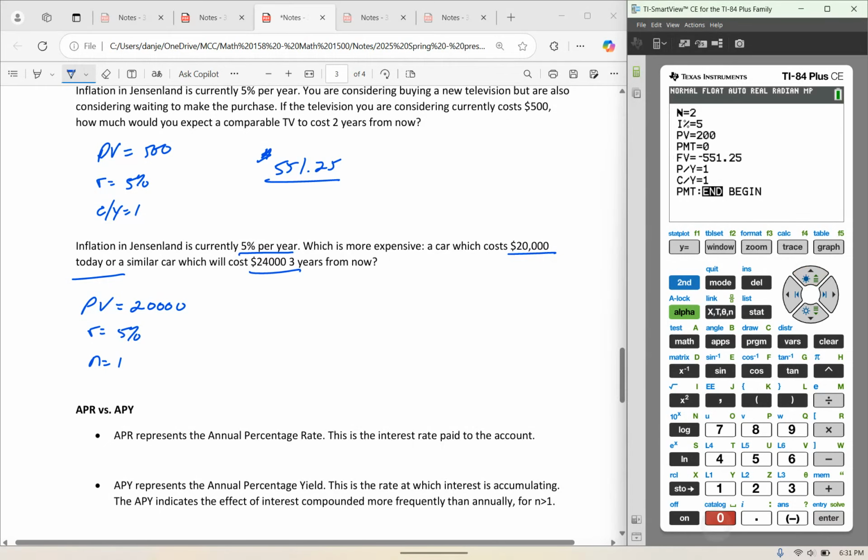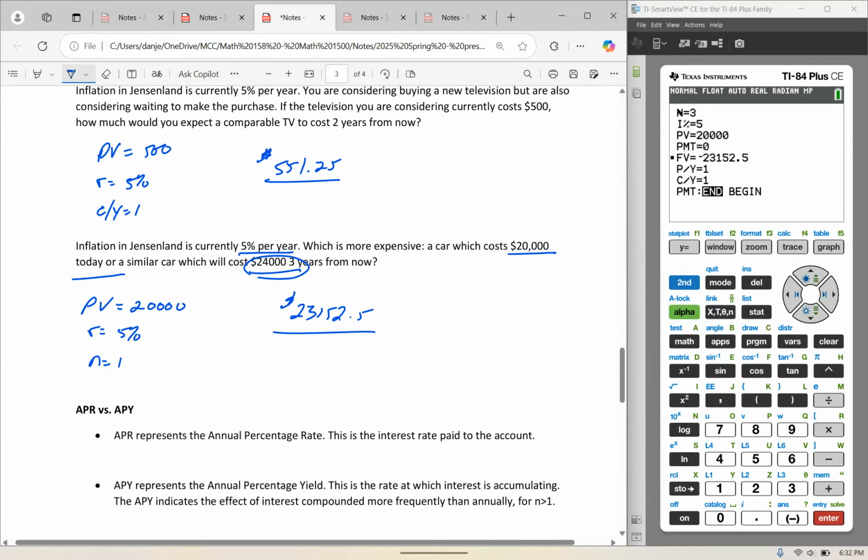Present value was $20,000. 3 years from now, at 5% interest, that $20,000 is $23,152. It would actually be cheaper to buy the car today than to wait 3 years and pay $24,000, if you can afford it today.